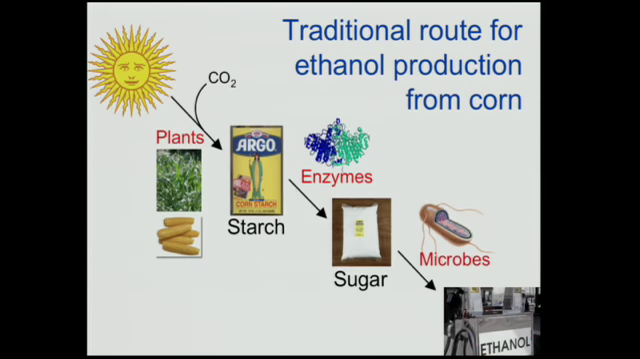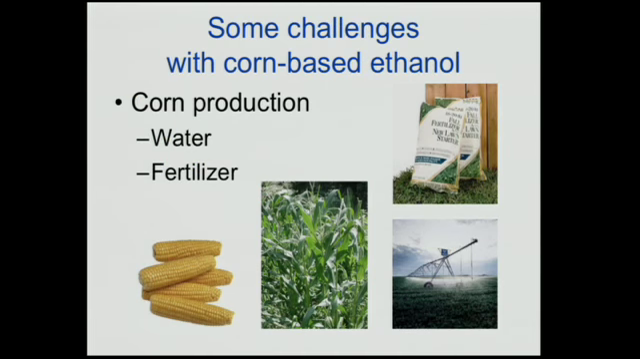Now, we already use this. We use it to produce ethanol, and this is the process we use. We take basically corn, which scavenges sunlight and CO2, produces starch. We break that down into sugars, and then microbes produce ethanol. But it's got some challenges. One, corn takes a lot of energy and water. Energy in the form of fertilizer.